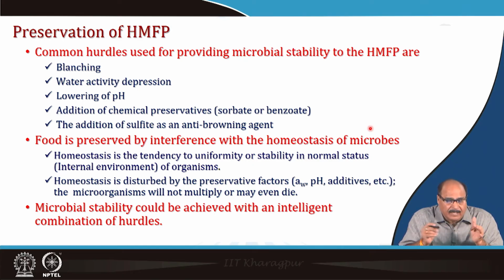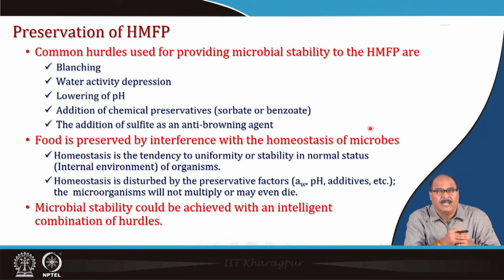So, the common hurdles, obviously depending upon the fruit, its nature, what are its components, what is its acidity, etc. Various hurdles which can be used to stabilize the microbial stability of HMFP are blanching, water activity depression, lowering of pH, addition of chemical preservatives, maybe sorbates or benzoates, and the addition of sulphite as an anti-browning agent. Either all or a combination of these can be used. That intelligent combination of these hurdles is important.